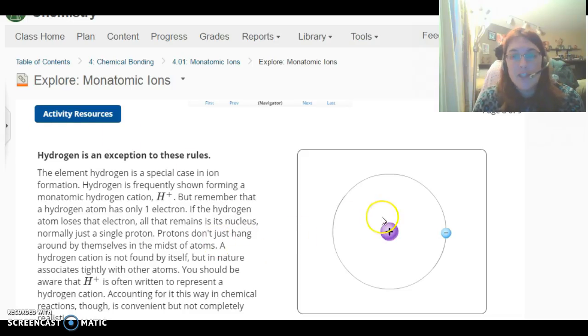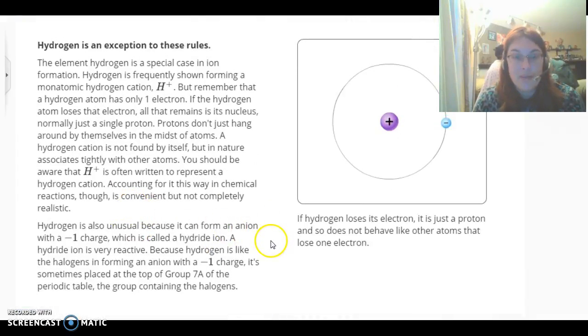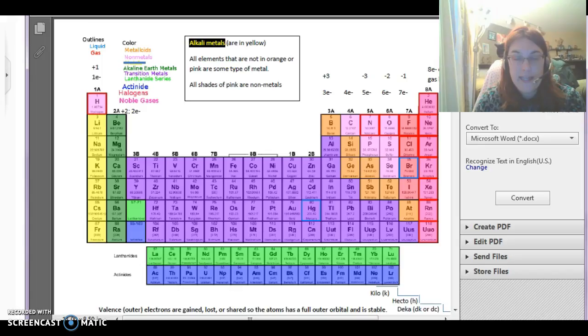But hydrogen can also gain another electron, because what's true about its orbital if it gains 1 more electron? It has a full outer shell, because only 2 fit in that first orbital, and it's stable. So hydrogen is also unusual because it can form an anion with a -1 charge, which is called a hydride ion. A hydride ion is very reactive because hydrogen is like the halogens in forming an anion with a -1 charge. It's sometimes placed on top of group 7 on the periodic table along with the group containing halogens.